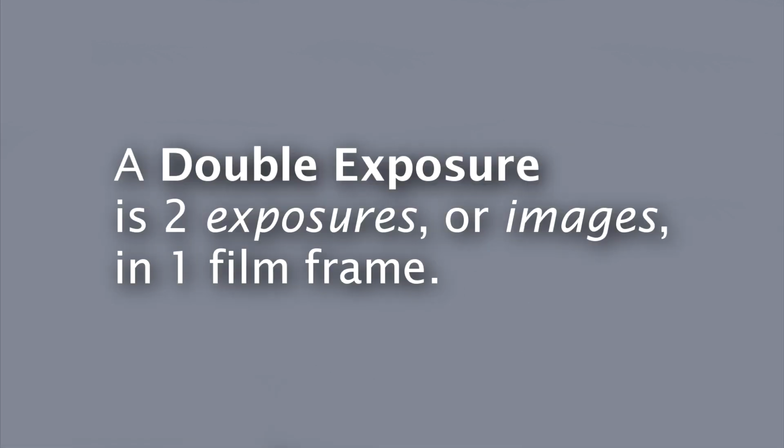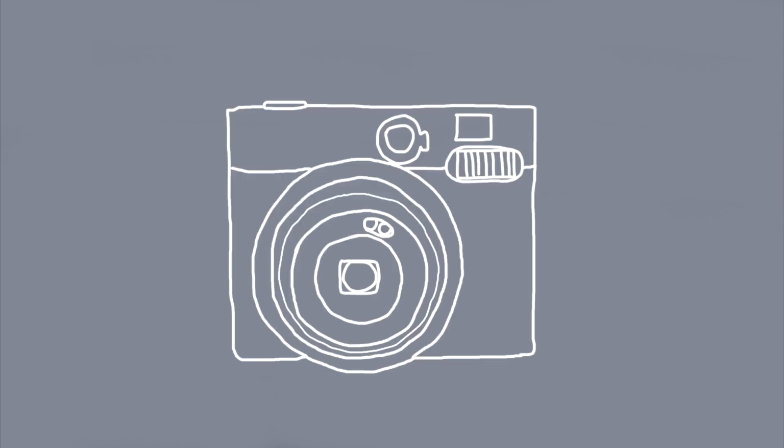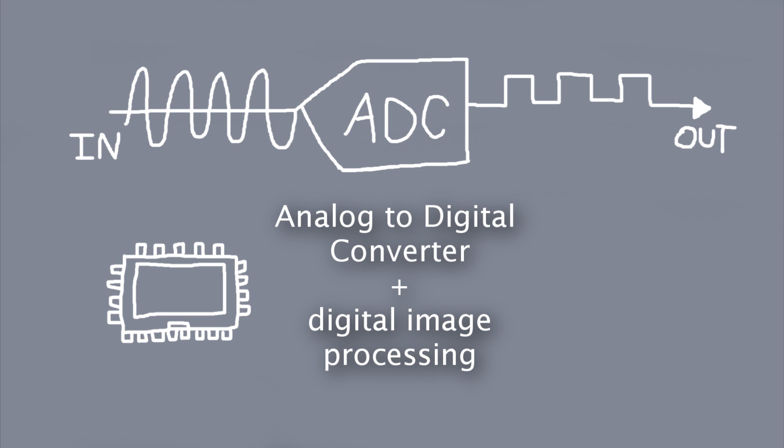A double exposure is two exposures or images in one film frame. When you take a photo, the shutter opens and light passes through the camera's lens. The light falls onto a photosensitive material like photographic film or the image sensor in digital cameras. For film, the light causes a chemical reaction that forms a latent image within the film. Then during the chemical process of development, your photo appears. For digital, the simplified version is the light info is captured by the camera's electronics, and through analog to digital conversion, the final photo is constructed.